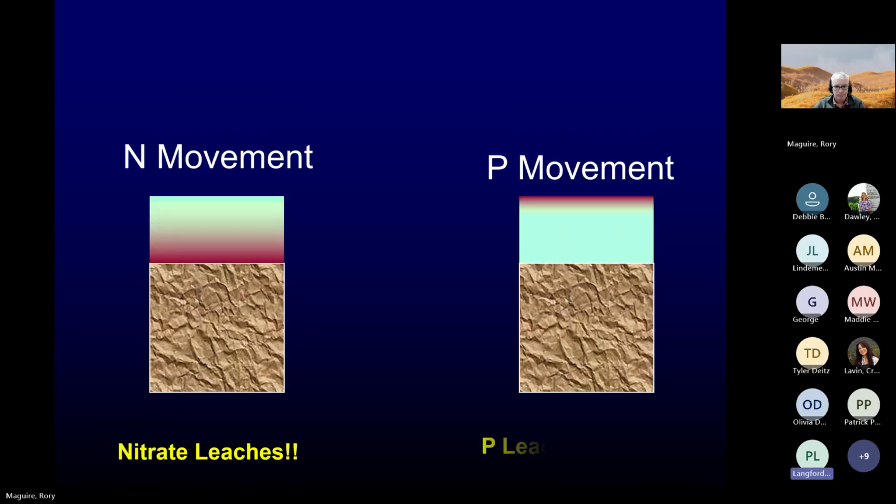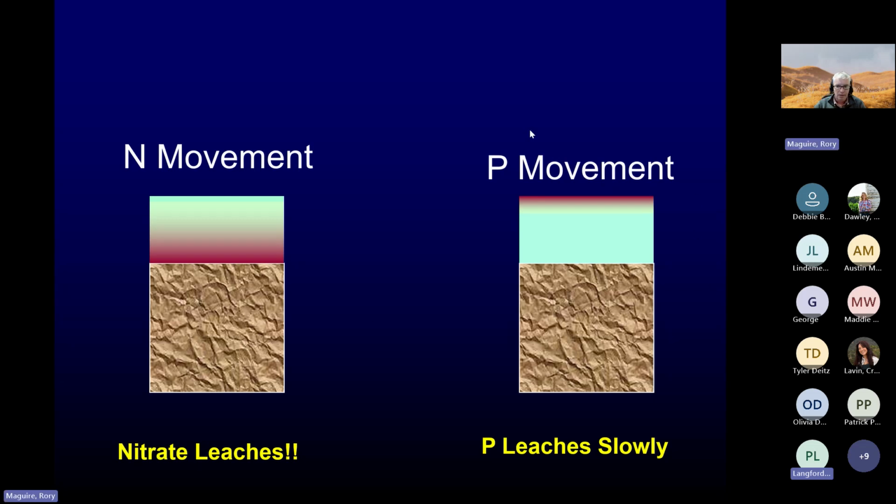So we're comparing here the movement of nitrogen versus the movement of phosphorus. We've mentioned this a few times now, but nitrate is far more likely to leach compared to phosphorus because it's much more dynamic, whereas phosphorus is stable and is more likely to adsorb and fix onto the soil particles.